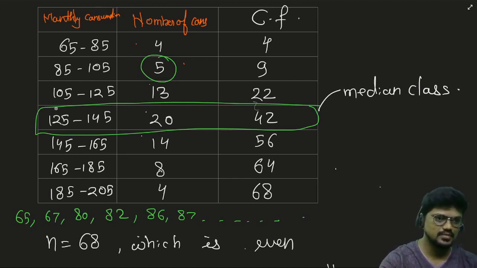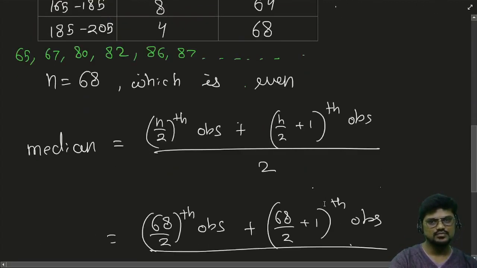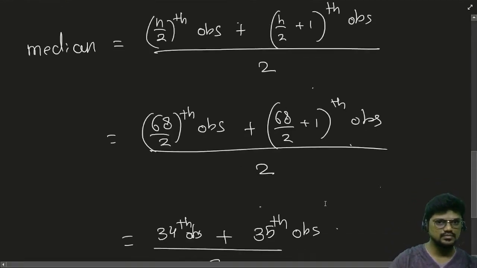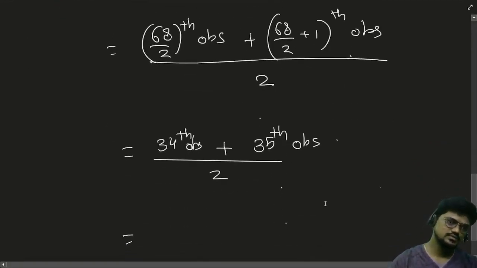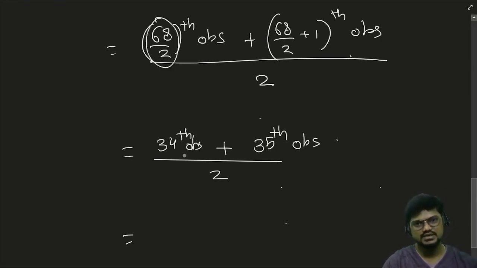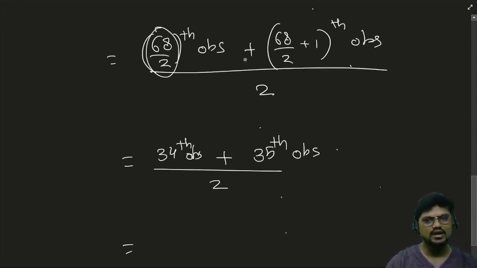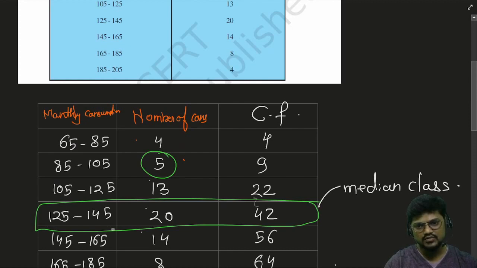How many of you are understanding what I'm trying to explain? So what exactly are you not understanding? Sir, the 34th and 35th observation. Okay, 34th. I've just divided this 68 by 2. 34th. What will be the number? That we don't know. That will lie between 125 to 145.